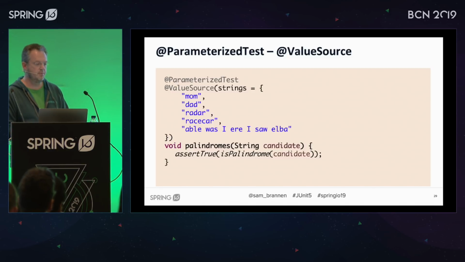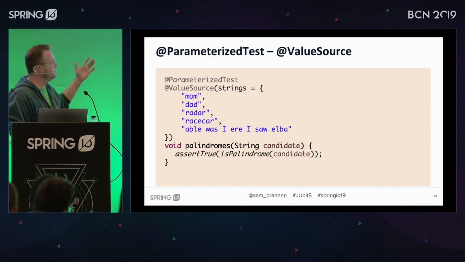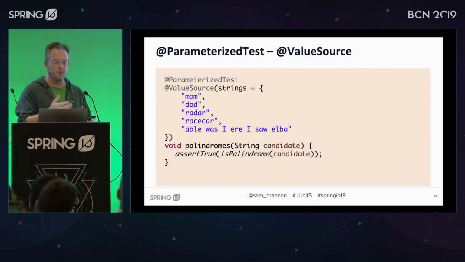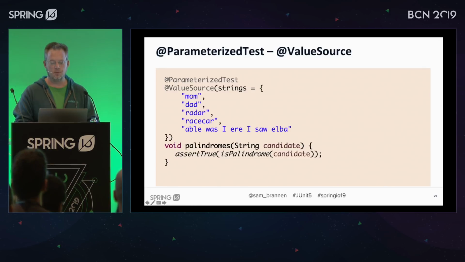Here we have a concrete example. We have @ParameterizedTest. When you have said we want this to be a parameterized test, and for the source, we're picking @ValueSource. In this case, we're picking strings, so just a set of strings here. And this method will then be invoked 5 times, once for each of these strings, and the string just gets passed in as a candidate, and we can check, for example, our isPalindrome method is working properly.